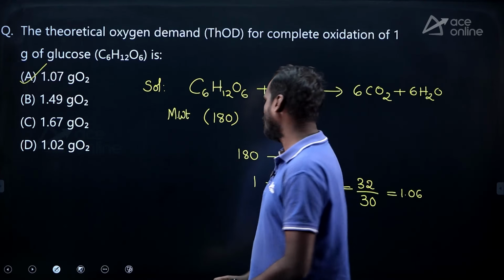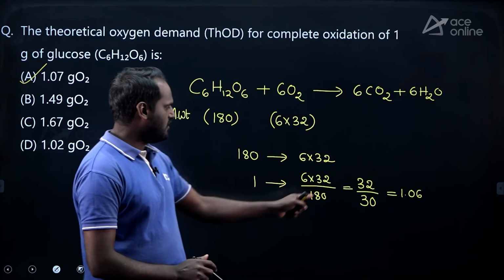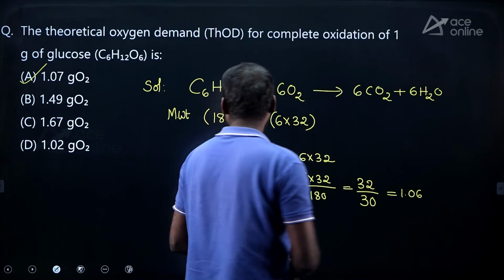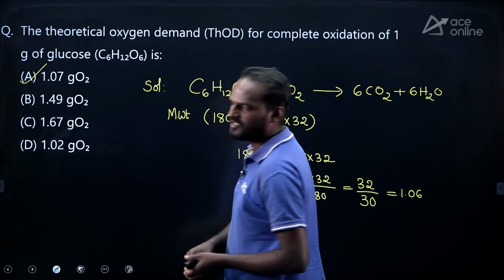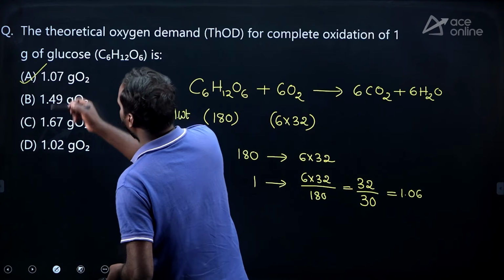Very easy question, and the calculation is also very easy, right? 32 by 30 means closely 1, but little more than 1. But here you have 2 options, just evaluate, you can get 1.07 is the answer, right? This is option A, correct.